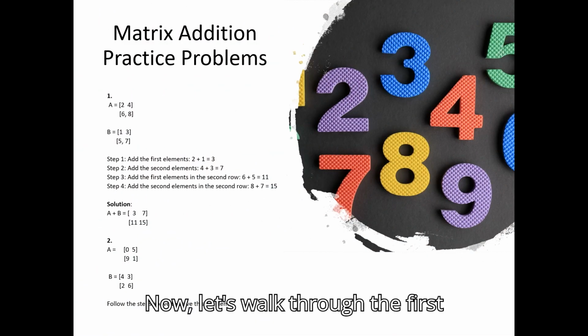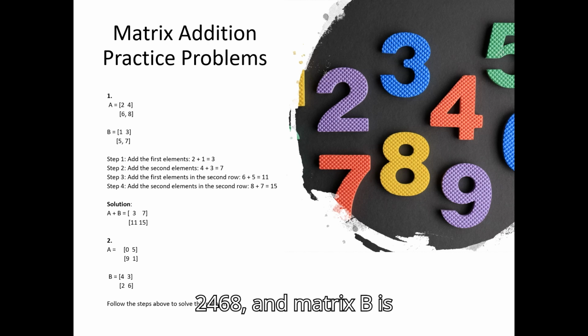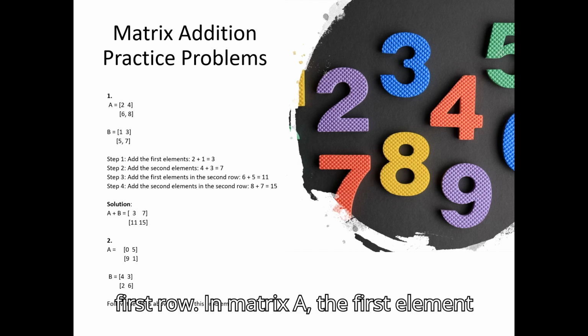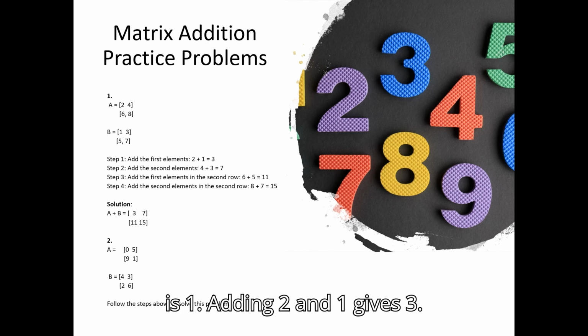Now, let's walk through the first practice problem together. Matrix A is 2, 4, 6, 8, and matrix B is 1, 3, 5, 7. Step 1, we start by adding the first elements in the first row. In matrix A, the first element is 2, and in matrix B, the first element is 1. Adding 2 and 1 gives 3.